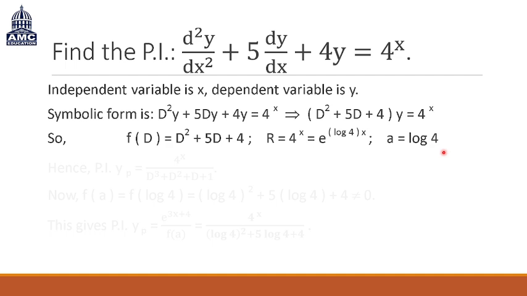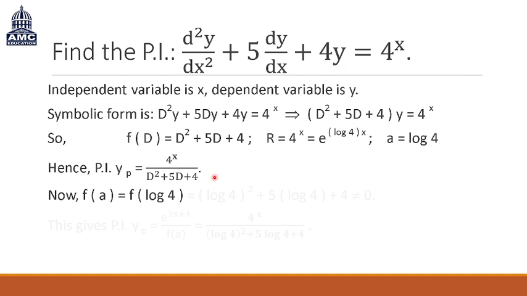Now we have reduced our problem to a type 1 problem. So that gives us our particular integral as 4 to the power x, that is r, divided by f(D), which is D square plus 5D plus 4. Now we find out f(a). Now a is log 4, so we need to find f(log 4). How do we find it? We substitute log 4 in the place of D in f(D), and we get f(log 4) equal to log 4 whole square plus 5 multiplied by log 4 plus 4.